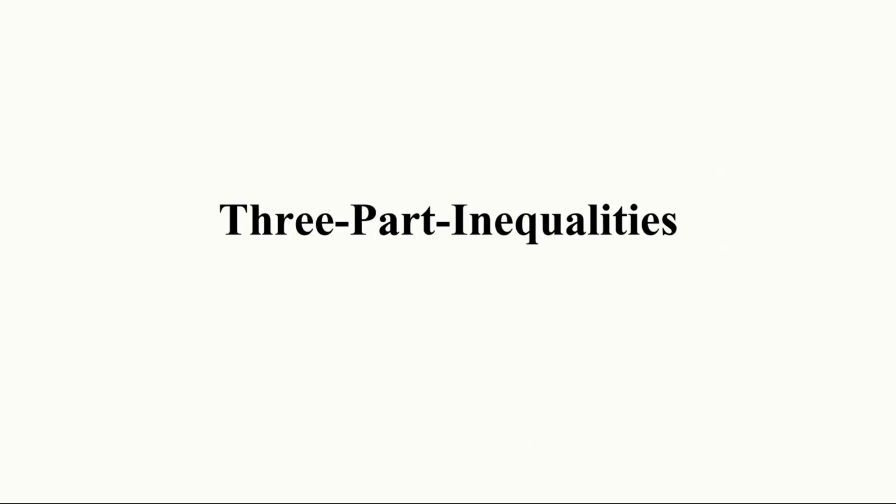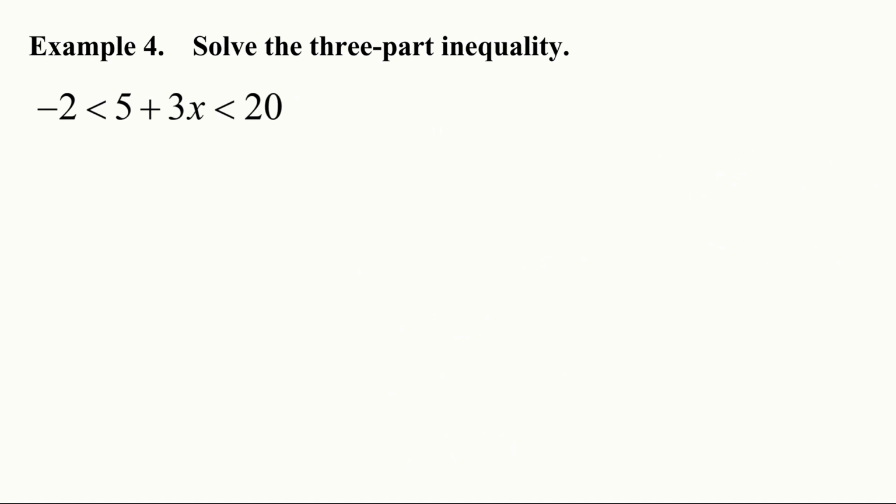Next, we want to look at what's called three-part inequalities. There are actually two inequalities lumped into one. So when you see this, I want you to understand that you're actually looking at two inequalities that have been lumped into one because of their nature. On the one hand, you want -2 to be less than 5 plus 3x.